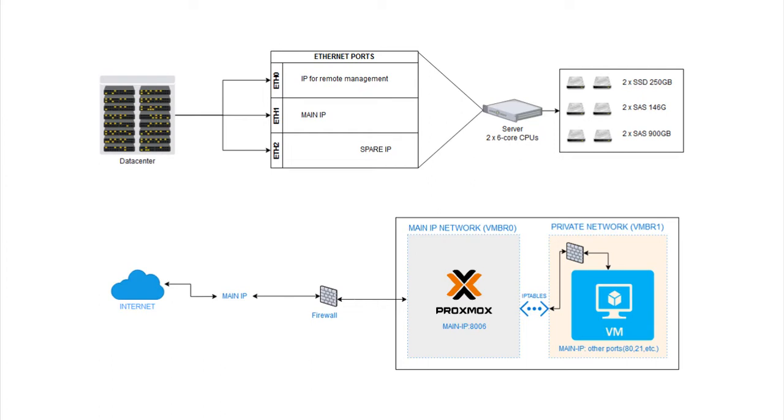What if we use iptables to create some kind of bridge between the main IP network and the private network? Using iptables, we will be able to route the packages from the outside to the virtual machine, and the replies from the virtual machine will go back to the user that requested them.